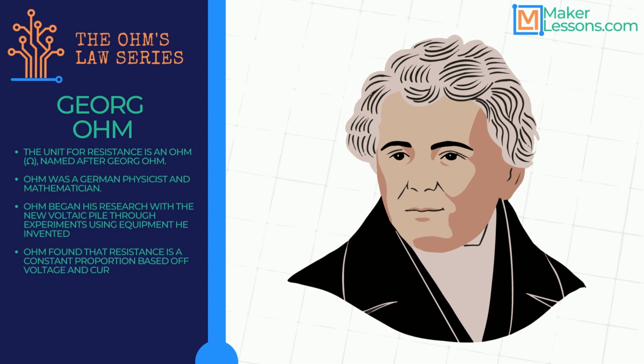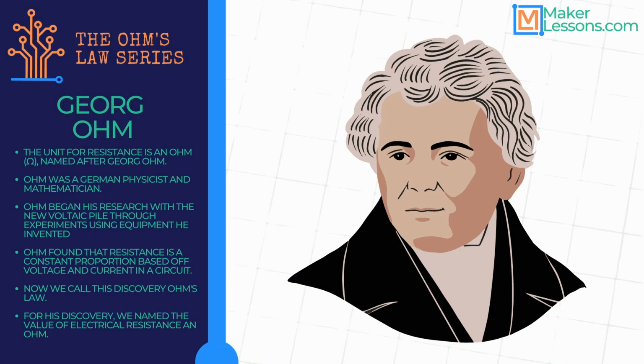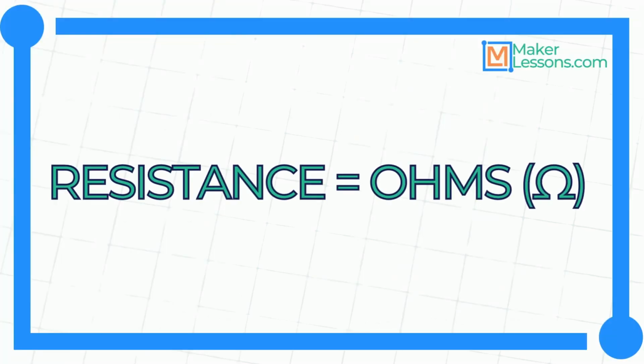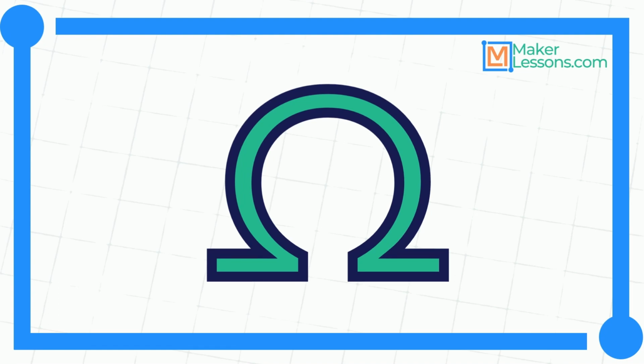Through experiments using equipment he had invented, Ohm found that the resistance between 2 points of a conductor, when a single volt is applied to these 2 points and current equals 1 amp can be measured, is proportional to a constant value. We call this discovery Ohm's Law, and for his discovery, we named the resistance value after him. The name of electrical resistance is an ohm and annotated with the Greek letter omega.